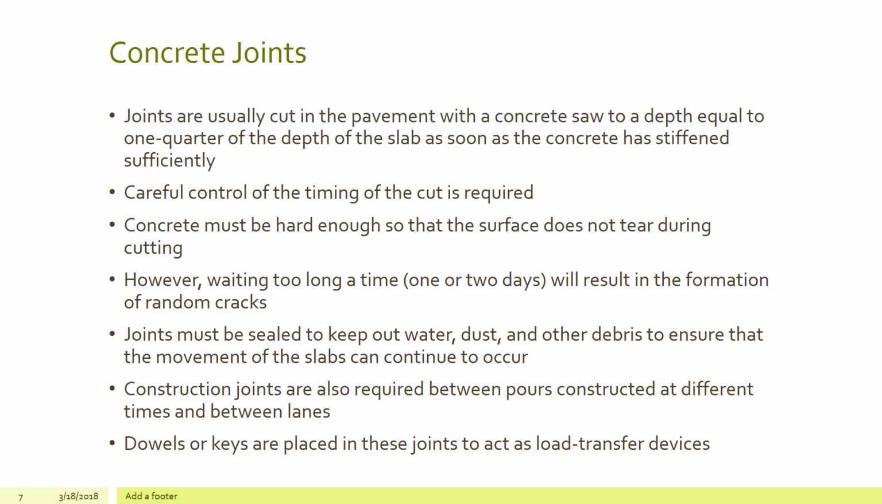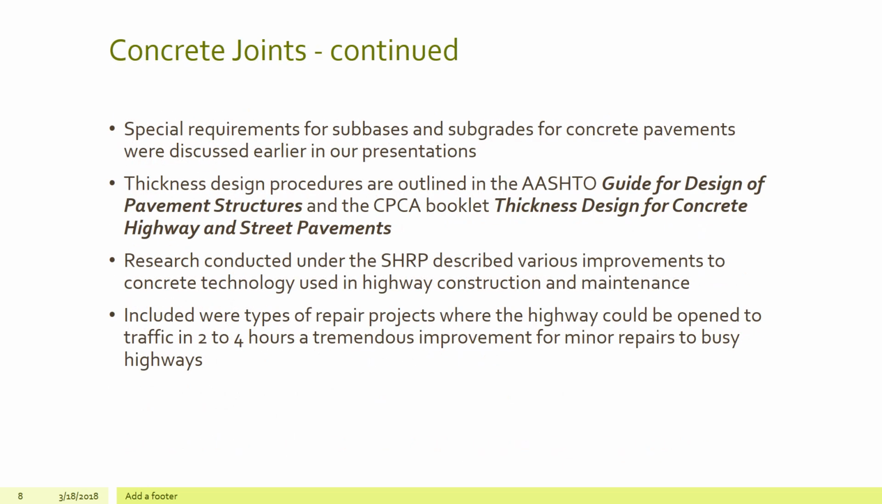Construction joints are also required between pours constructed at different times and between lanes. Also, dowels or keys are placed in these joints to act as a load transfer device for construction purposes. Special requirements for subbases and subgrades for concrete pavements were discussed in other presentations that we had. Thickness design procedures are outlined in the AASHTO Guide for Design of Pavement Structures, and of course the CPCA booklet Thickness Design for Concrete Highway and Street Pavements.